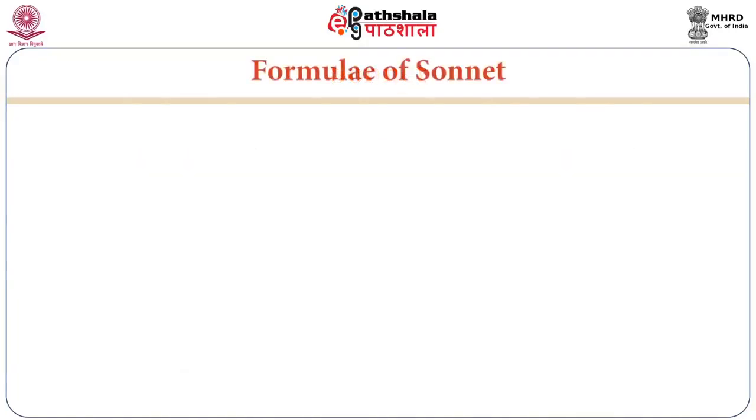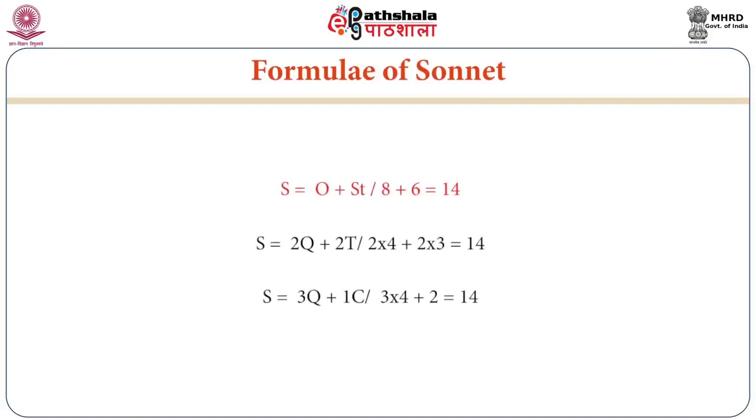Friends, now let us talk about the formulae of a sonnet. What are the details of sonneteering? A sonnet is octave plus sestet. Generally, 8 plus 6 is equal to 14 lines. Alternatively, it can be 2 quatrains and 2 tercets, that is 2 into 4, and 2 into 3, that is 14 lines. Alternatively, 3 quatrains and 1 couplet, that means 3 into 4 plus 2, 2 is a couplet, amounting to 14 lines.